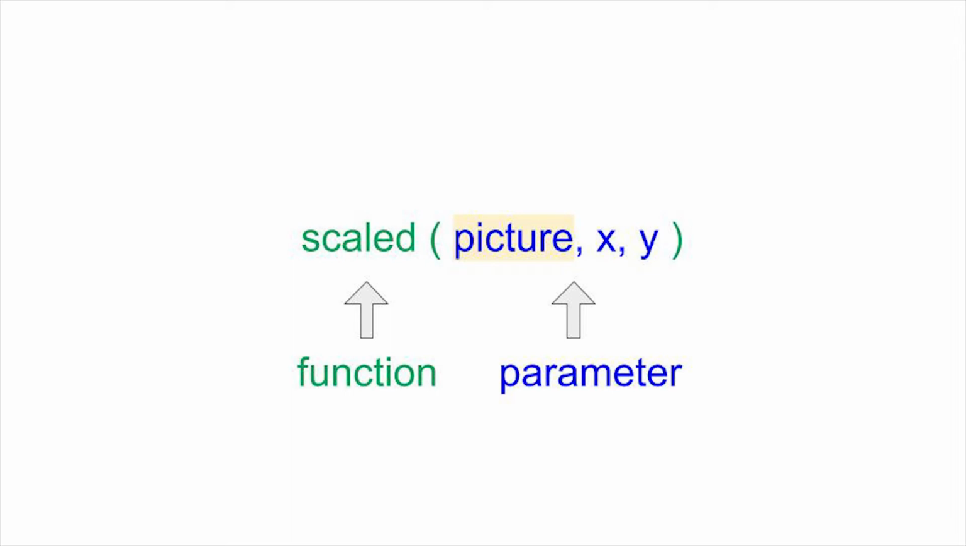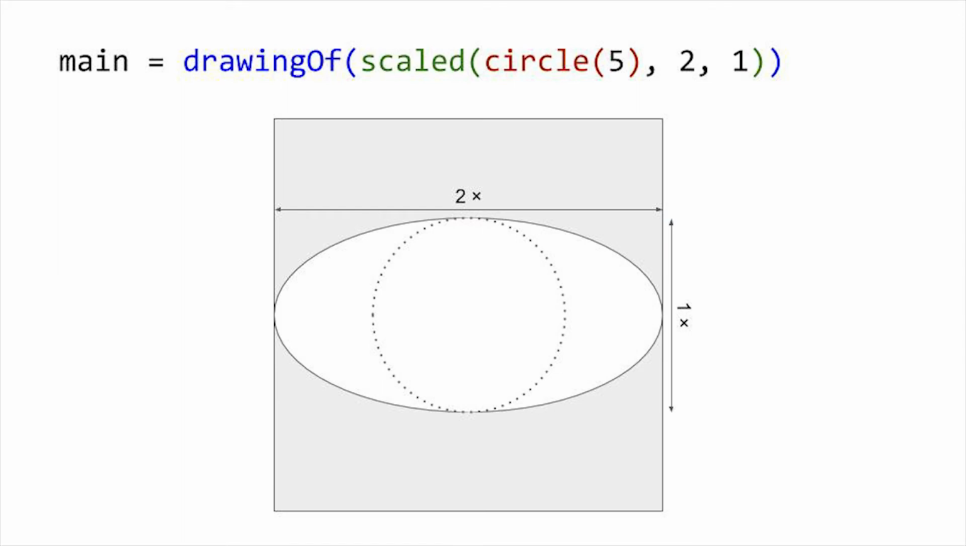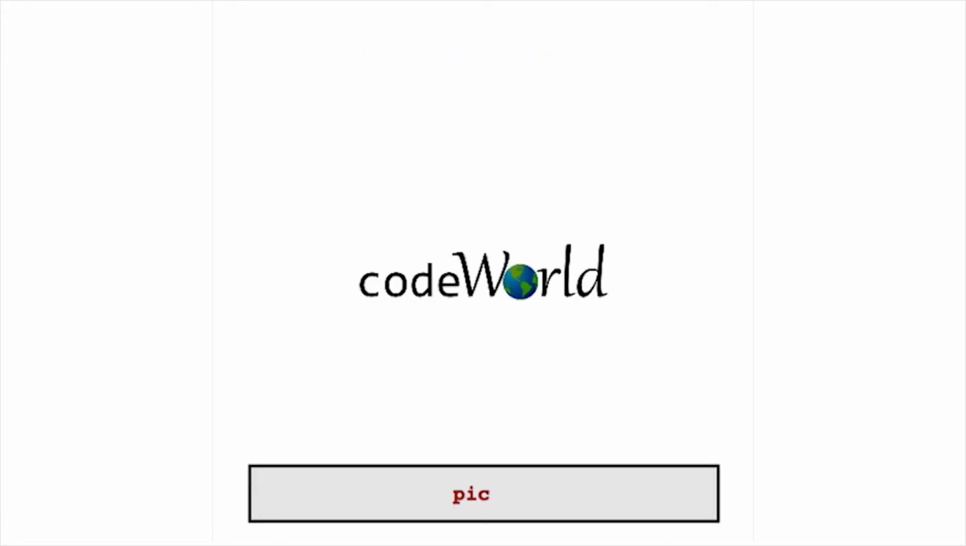For example, if I type in main equals drawing of scaled circle 5, the first parameter, 2, means I'm stretching it out 2 times on the x-axis. The next parameter is a 1, which means I'm stretching it out 1 time on the y-axis. And keep in mind, when you're timesing something, if I multiply something by 1, it stays the same. 3 times 1 is still 3. So if you scale something by 1, it just means you're not changing it at all. You're keeping it the exact same size. If you scale something by 2, it makes it double the size.